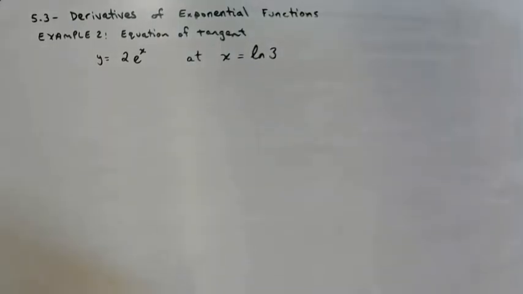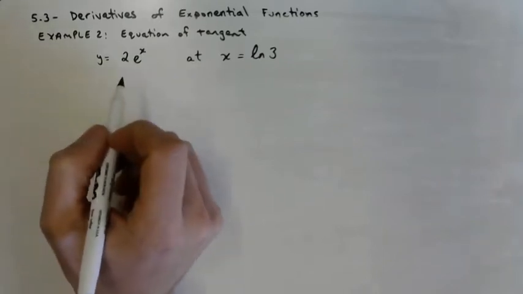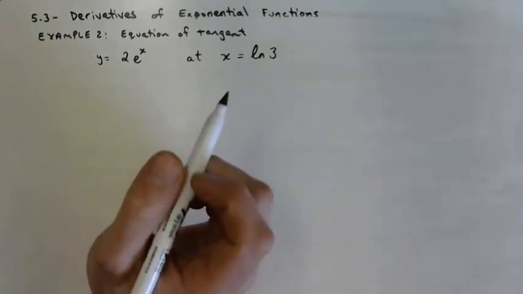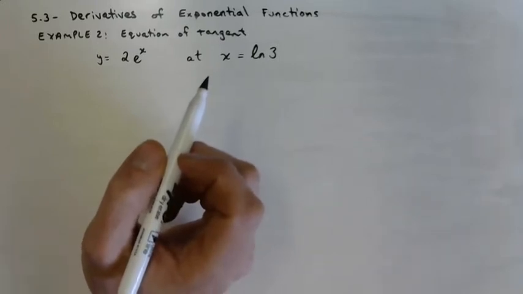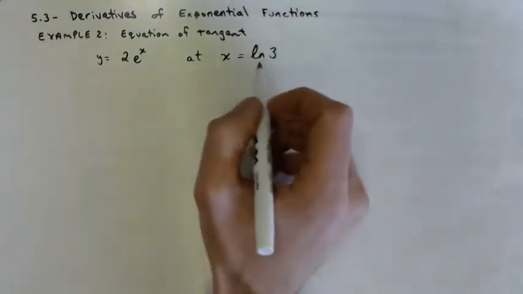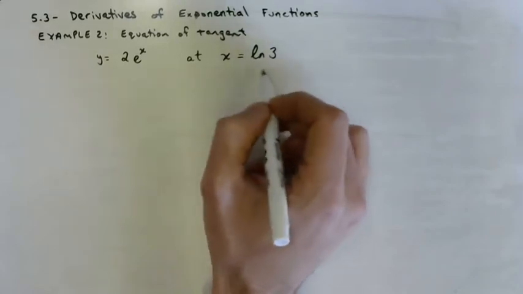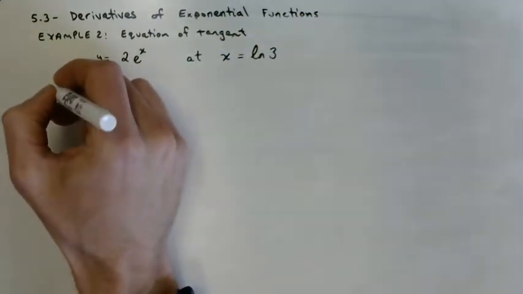So to write the equation of the tangent line, we need the slope at this point and the coordinates of one point on the curve. We can get that a couple different ways. But let's first get that second point. So the critical point, we're going to get using an x value of natural log of 3.